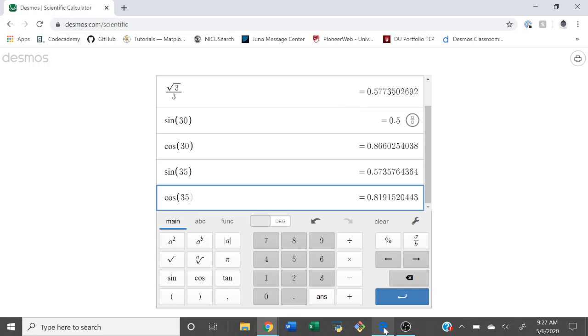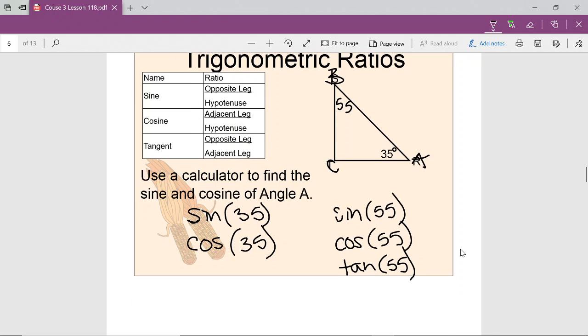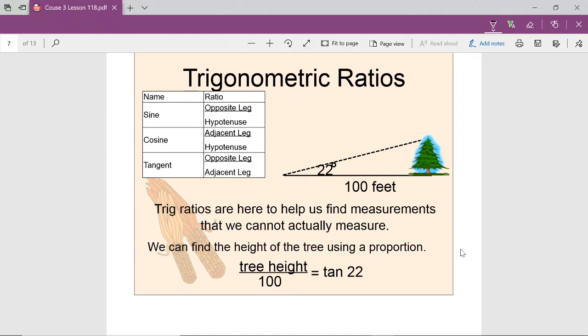Now I could find the other angle here pretty easily by saying, well, if that's 35 degrees, then this must be 55. So I could find the sine and cosine and tangent of angle B by doing sine of 55 and cosine of 55 and tangent of 55. All of this while not knowing what those actual side lengths are, I can find the ratios of sine, cosine, and tangent. All right, so let's actually use these with two examples, and then this video will be finished out, to find some lengths that are hard to measure, because trig actually uses that a lot.